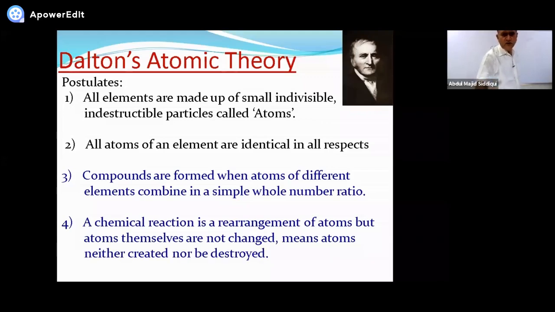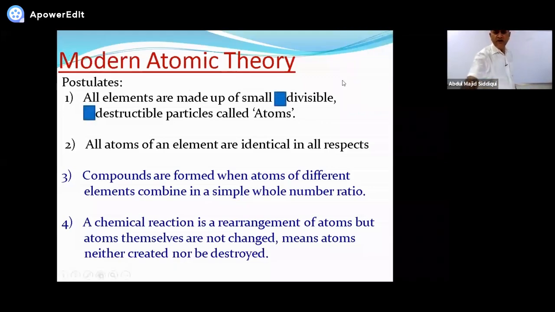Then here comes what? Modern atomic theory, which means eliminating the drawbacks of Dalton's atomic theory. So what is the first point you can see in modern atomic theory? According to John Dalton, atoms are indivisible and indestructible. So this has to be corrected.